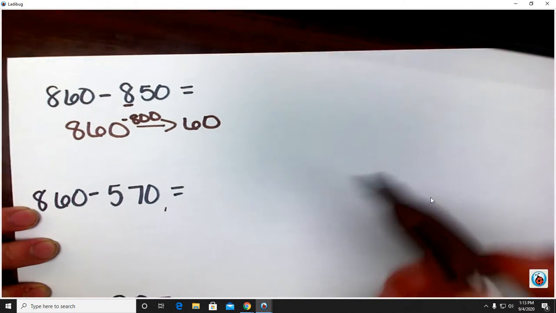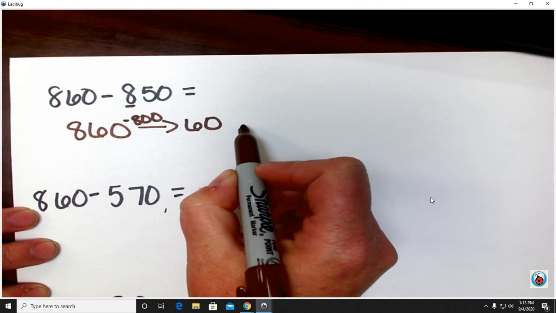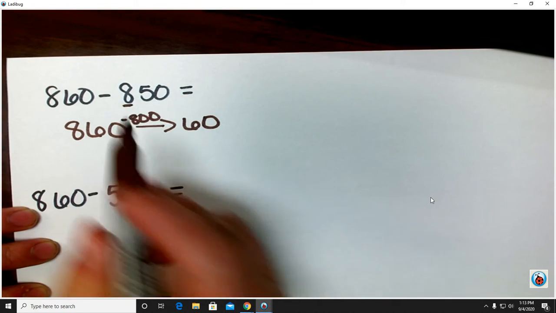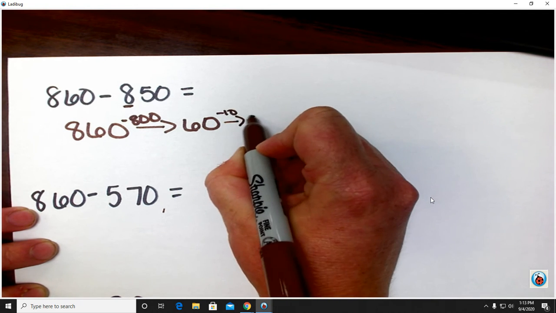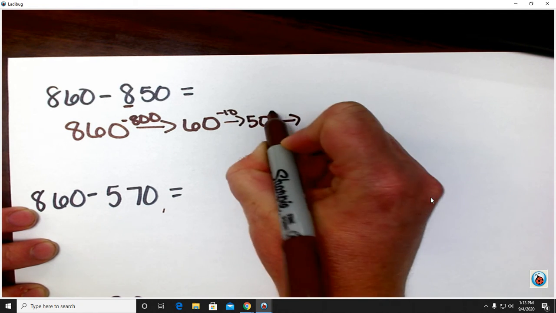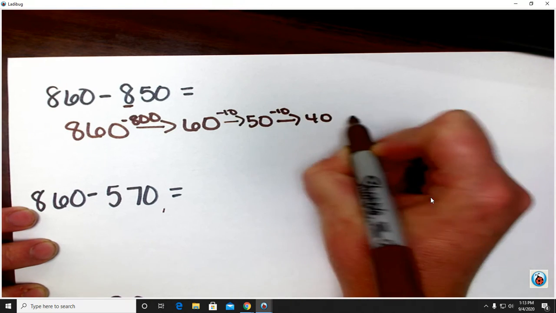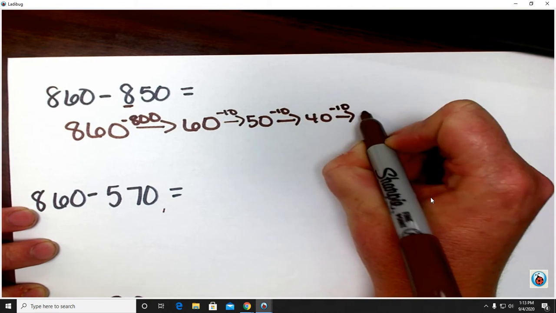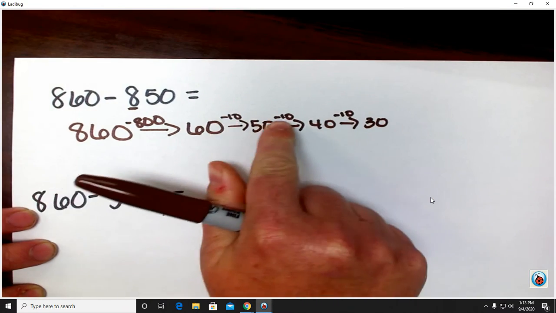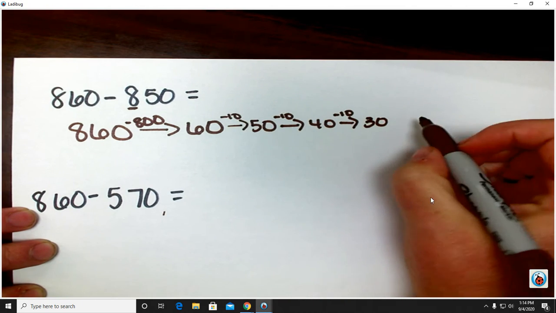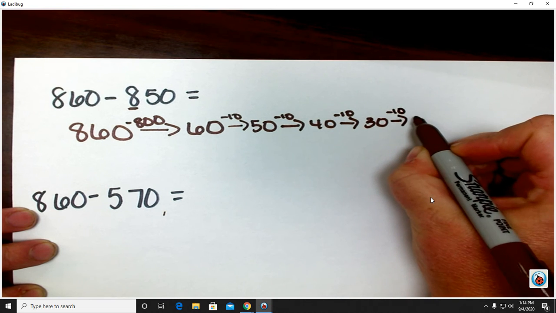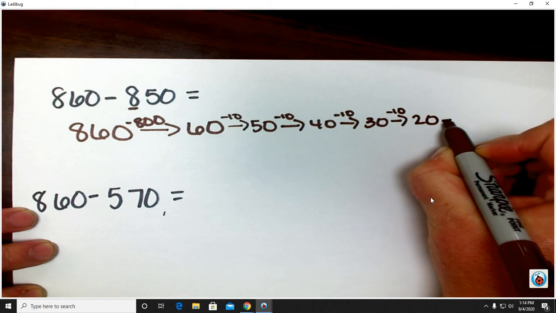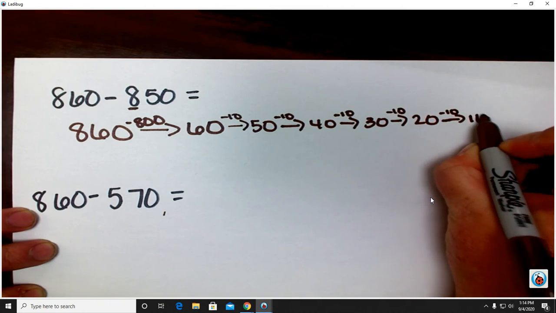Okay, so if you can say, hey, I know that 60 minus 50 equals blank, by all means do that. Okay, I'm just going to break the 50 into 5 tens. So I'm going to go 60 minus 10 is 50. 50 minus 10 is 40. 40 minus 10 is 30. And I've done 10, 20, 30 jumps, or 3 jumps of 10. And I need to do 50. Minus 10 is 20. One more minus 10 is 10.